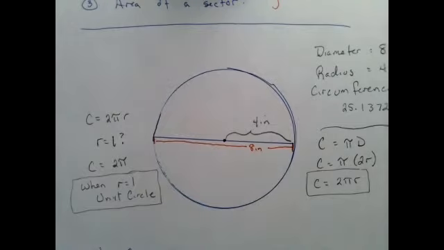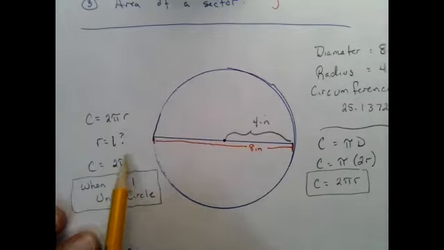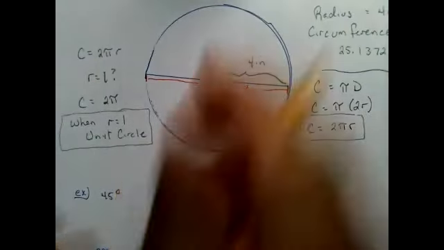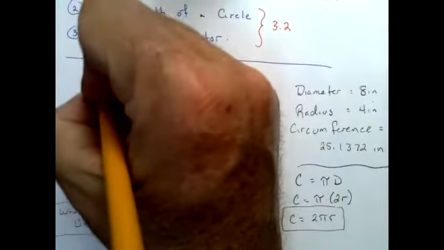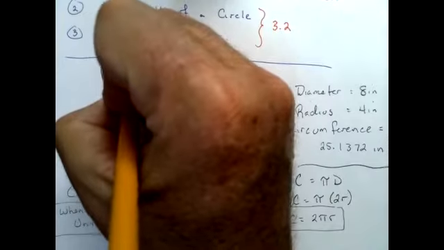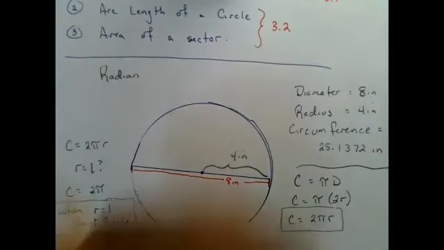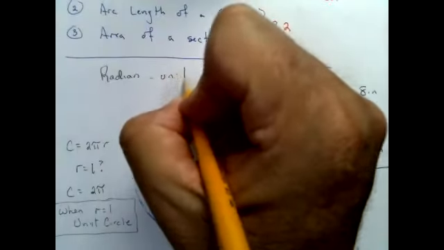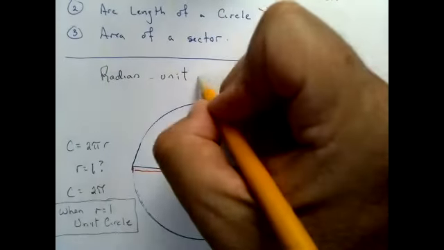But I also know in angle measure, we get into this whole 360 degrees thing, okay? And this 2 pi really doesn't have a label right now. And that 2 pi is something called a radian. So right now, a radian is a unit of measure. Okay, radian is just a unit of measure.